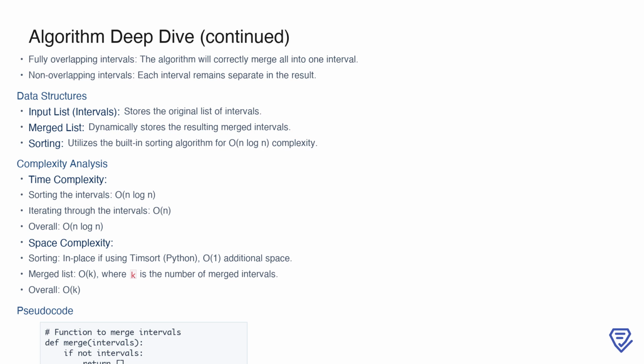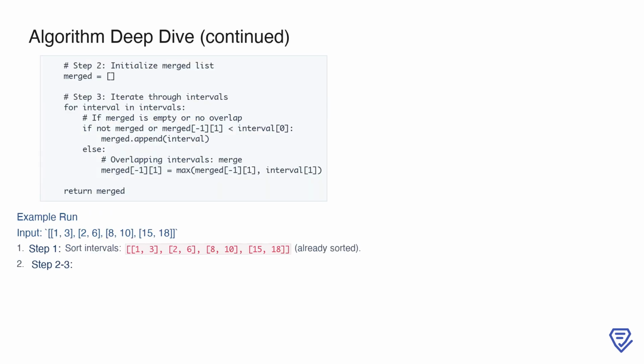Let's look at the pseudocode to see how this logic is implemented step by step. The pseudocode for merging intervals starts by handling the edge case where the input list is empty. If there are no intervals, we return an empty list immediately. Next, we sort the intervals by their start times to ensure they are processed in the correct order. After sorting, we initialize an empty list called merged to store the resulting intervals. We then loop through each interval in the sorted list. If the merged list is empty or the current interval does not overlap with the last interval in merged, we append it directly to merged.